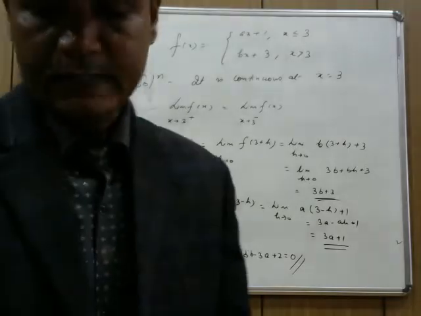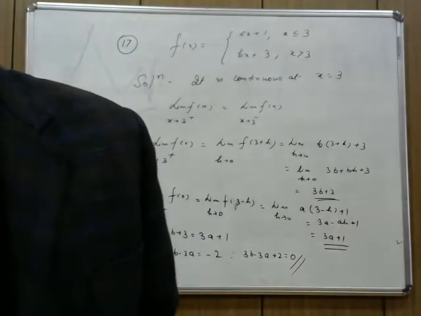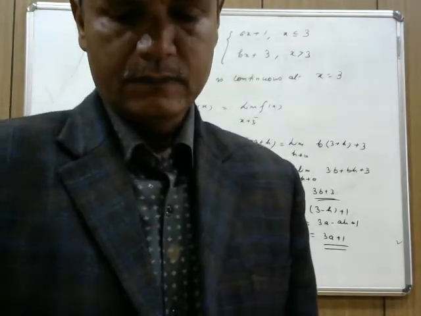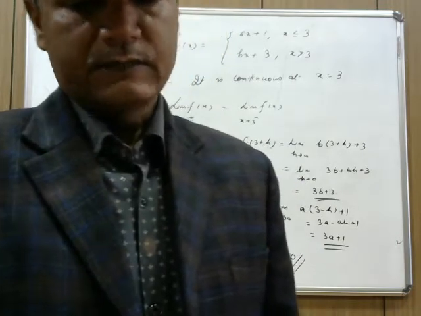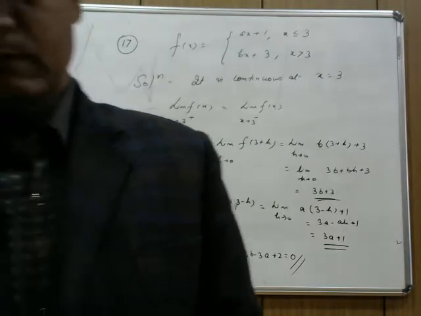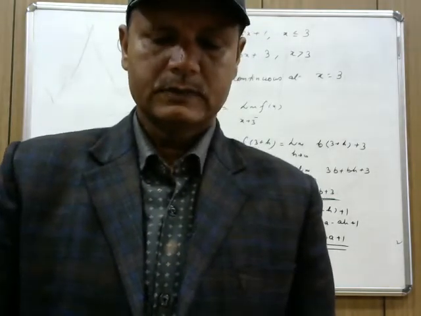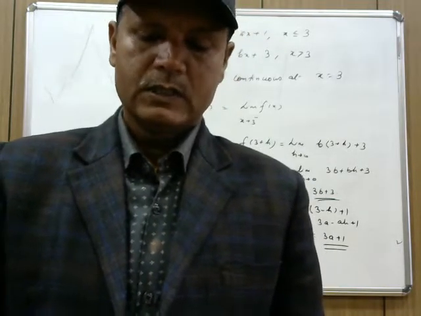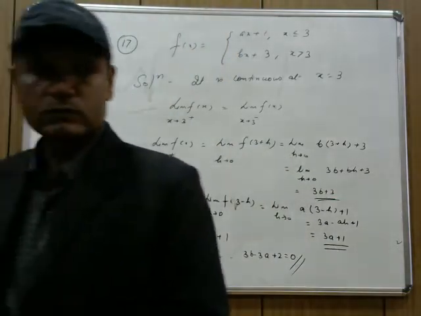Now the next question is question number 18. For what value of lambda the function defined by f of x equals lambda x square minus 2x, and 4x plus 1, is continuous at x is equal to 0?